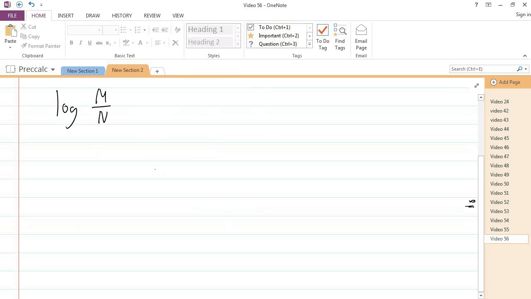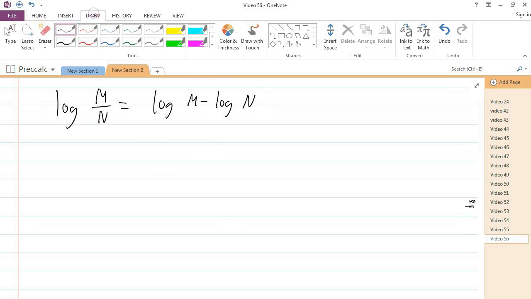Remember that if we took the log of something being multiplied, that turned into addition. The log of something being divided is going to turn into subtraction. And notice that whatever is in the numerator ends up as a positive log, and whatever's in the denominator ends up as a negative log. Keep that in mind because it's going to become important later.